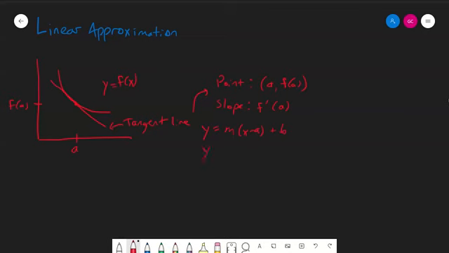we end up getting that the equation of that tangent line can be written as y is equal to f prime of a times x minus a, and then plus f of a. So this is the equation of that tangent line, and we also call it the linearization of f at a.